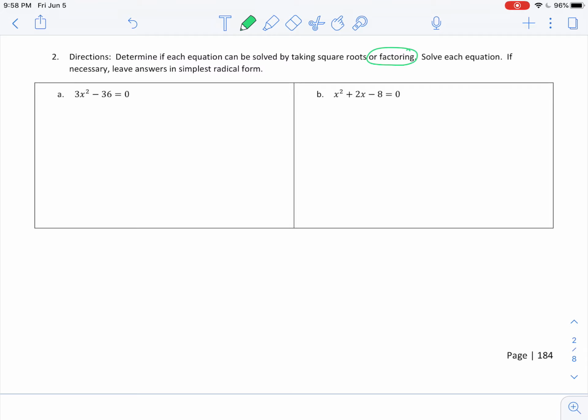For the purpose of this summer school class, we are just going to exclusively want you to be confident and capable of solving by taking square roots. So if we have to factor, we're going to note that, and we're just going to move on. So we will solve the equations that we can. We'll leave things in simplest radical form if we're not getting nice integers, but we will not be factoring. So I'll point out the ones that we run into that issue.